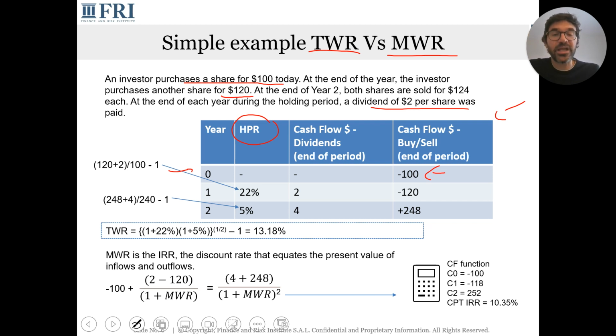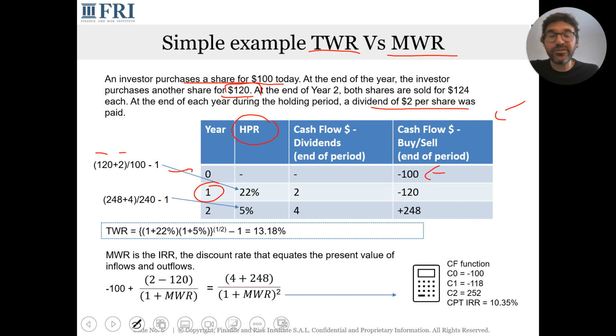This will allow me to calculate the holding period rate of return for year 1, which is the ending value of 120. Remember that they told us that the investor purchased another share for 120 of the same stock, which clearly means that the stock is now worth 120. So the ending value is 120.